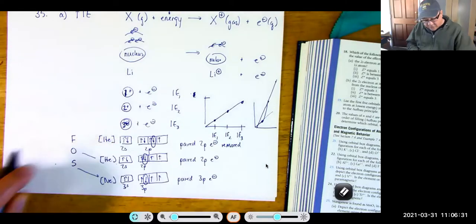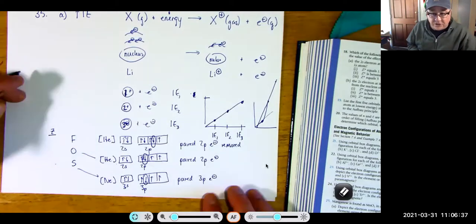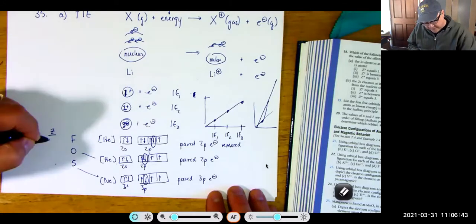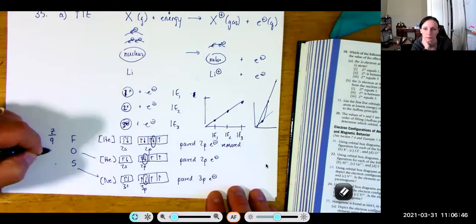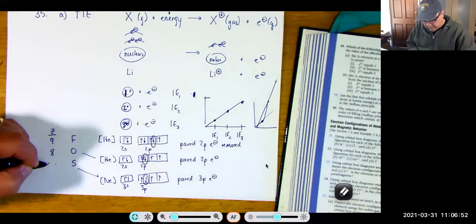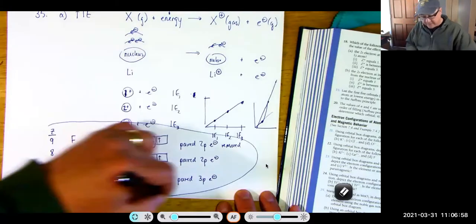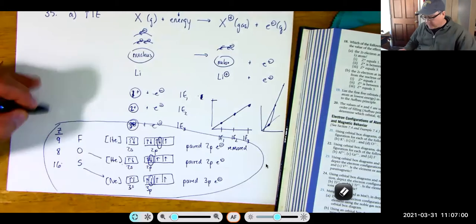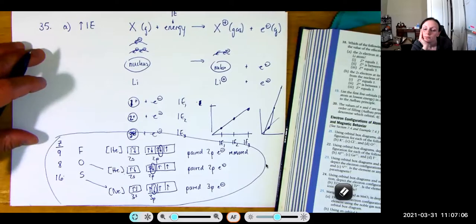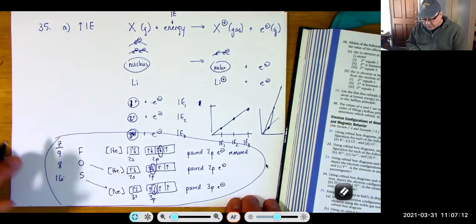Now, the other thing that we want to know for each of these is the atomic number. Really, you want to know the effective nuclear charge, but we don't memorize those things. So we're going to go with atomic number. What's the atomic number of fluorine? It's 9. Oxygen is 8. And sulfur is, I think, 16. Okay. So here's all the information we need to answer A. And we want to go with increasing ionization energy, right? So that means we want to start with the easiest and go to the hardest. Now, first thing you do is you look at these.